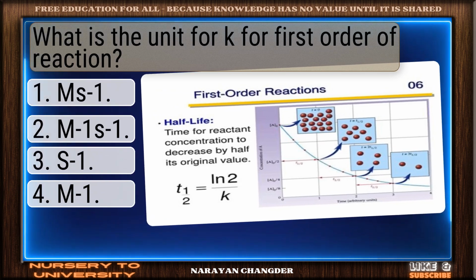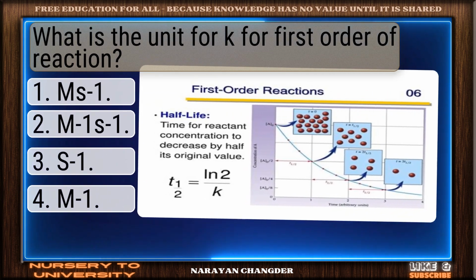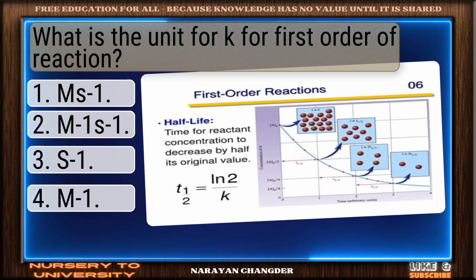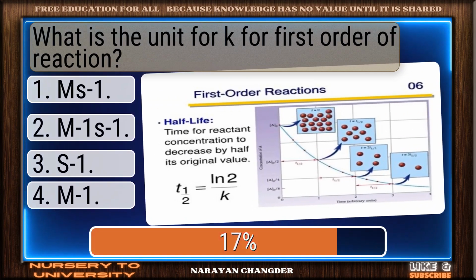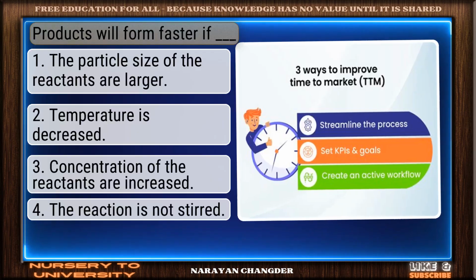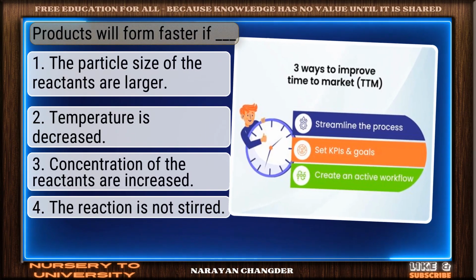What is the unit for k for a first order reaction? Option 1, M⁻¹s⁻¹. Option 2, M⁻¹s⁻¹. Option 3, s⁻¹. Option 4, M⁻¹. Nice, s⁻¹.